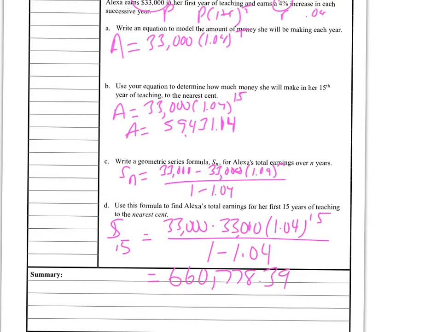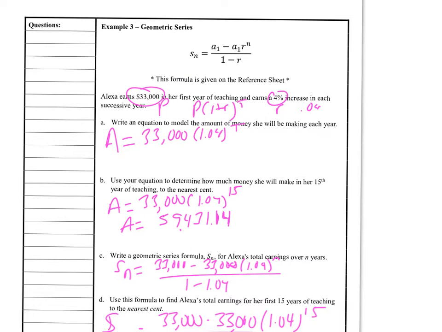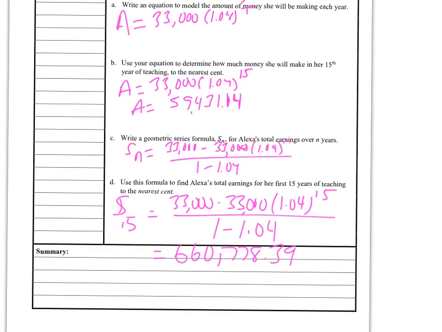So again, I want to point out this question was asking how much money she will make in her 15th year, and this is the total earnings for 15 years, how much money in total, and that is a series. A series gets you the total over time, whereas the formulas that we've been writing get us the amount for a specific year. So in her 15th year, she makes this much money, whereas this one is all of the first 15 years added up, making her $660,000. That's it.